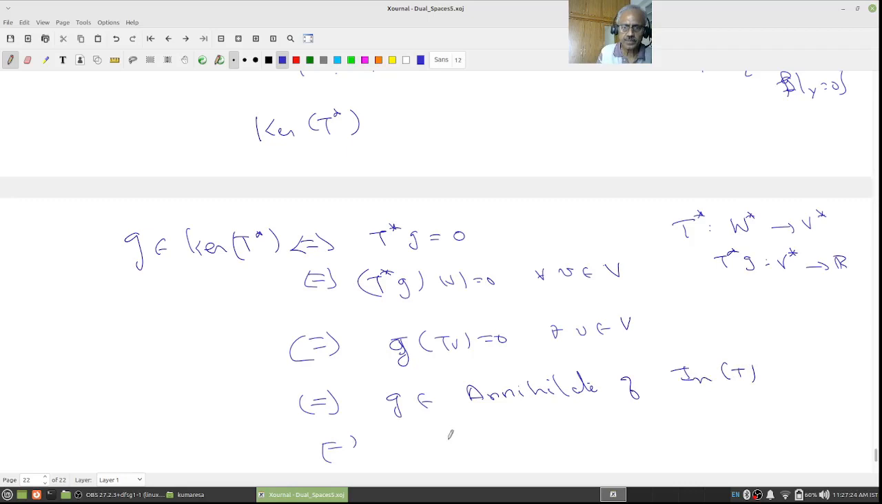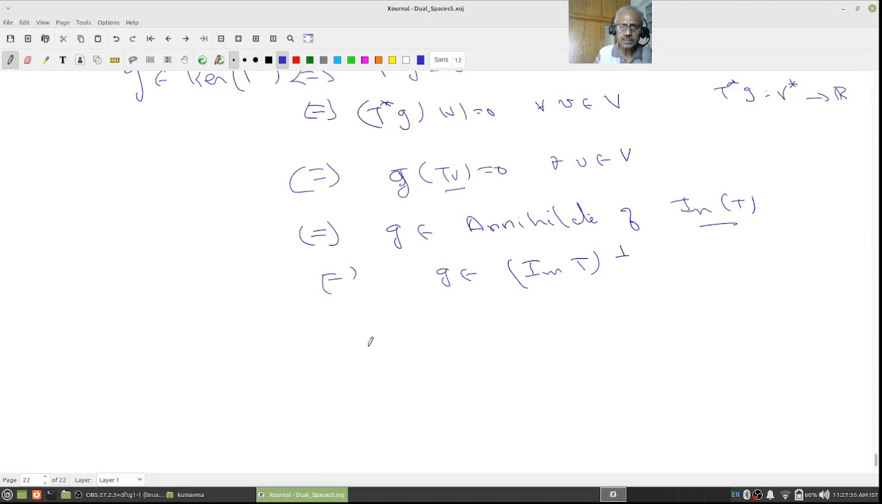That is, if only G belongs to the image of T perp, because as B varies, this constitutes the image of T, right? Okay, so pause, review, proceed. So what you have got is: kernel of T star is image of T perp.